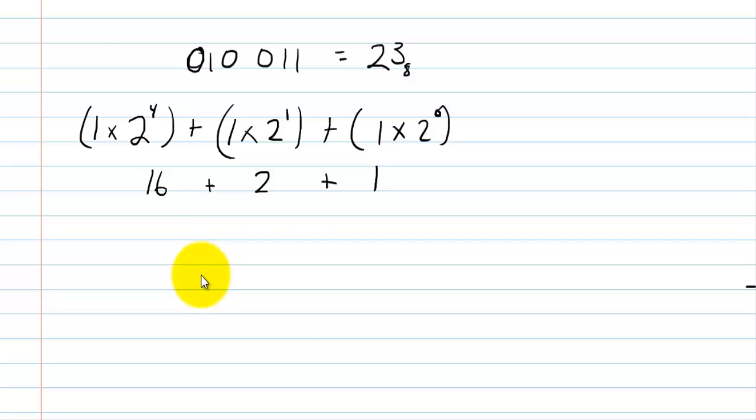But when we write this in base 2, we'd say it's equal to 19, and then this would be decimal, which is base 10. So this binary number in decimal is 19.